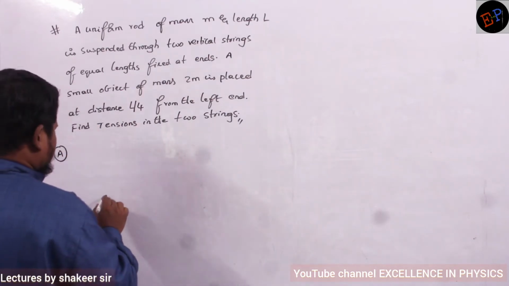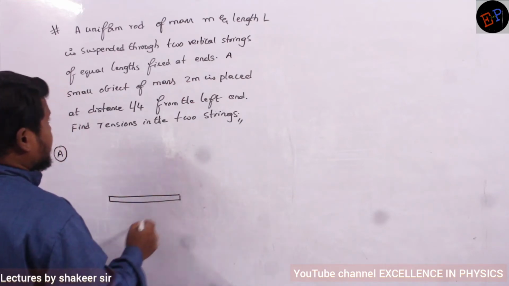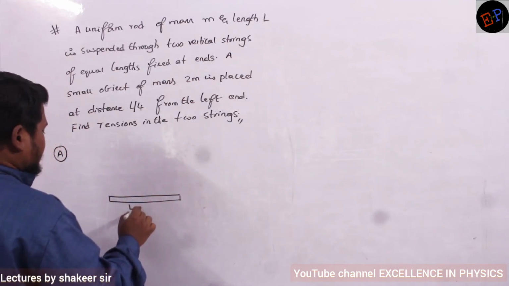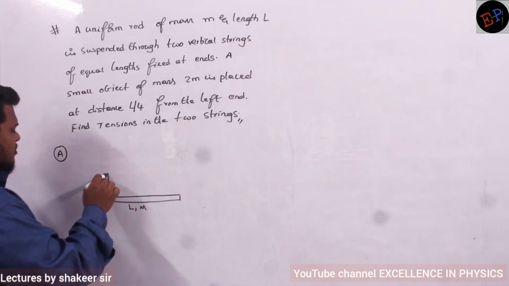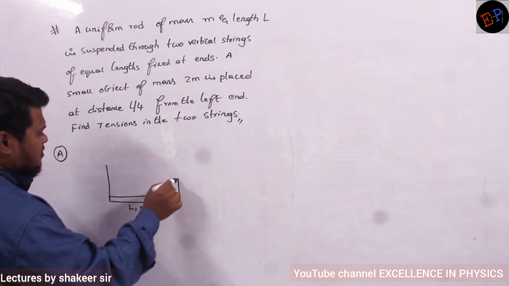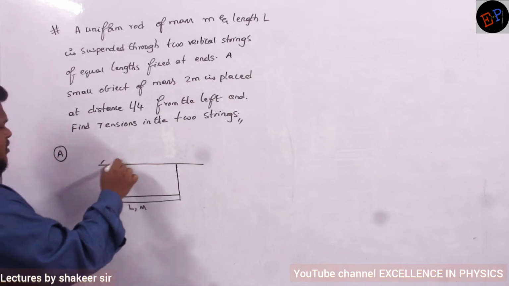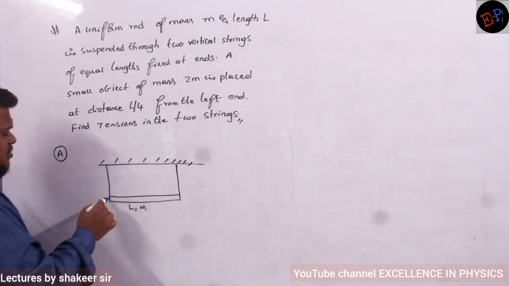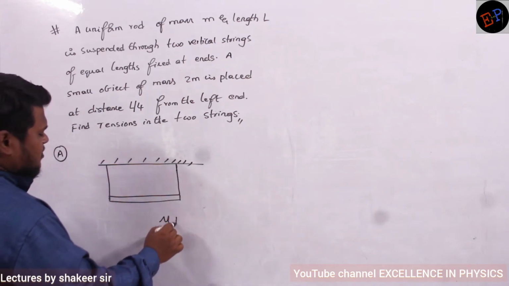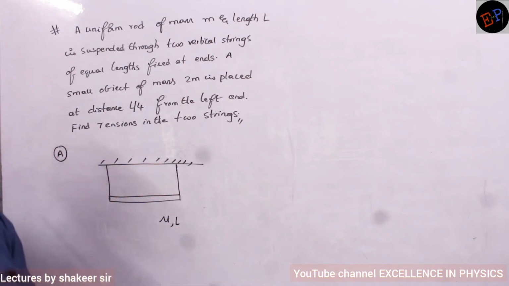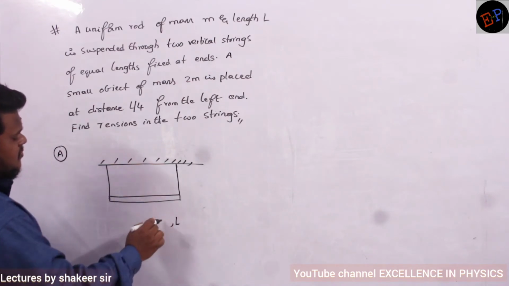So this is a rod. What is the length of the rod? Length of the rod is L, mass of the rod is m. It is suspended by two strings, and the lengths of the strings are equal. It is suspended like this, and they are attached at the ends of this rod. Mass of the rod is m, length of the rod is L. Then small m, let us write.